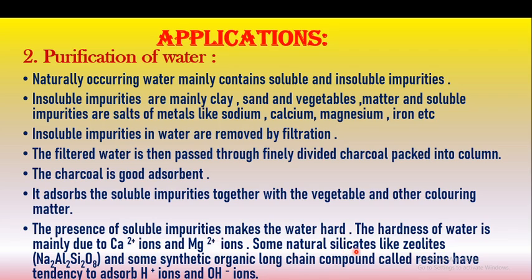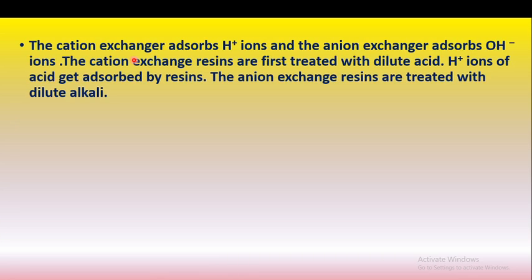Natural silicates like zeolites, that is Na2Al2Si2O8, and some synthetic organic long chain compounds called resins, have a high tendency to adsorb H+ ions and also OH- ions. The cation exchanger adsorbs the H+ ions and the anion exchanger adsorbs the OH- ions, because a cation exchanger has the capability of adsorbing positive ions, that is H+ ions, and anions are negatively charged, therefore it has the ability to adsorb OH- ions.